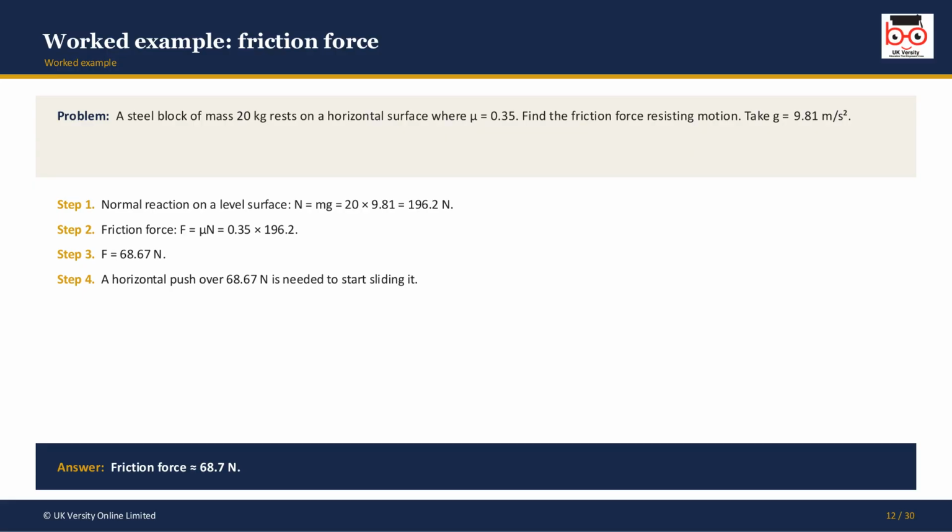Here's a worked example. A steel block of mass 20 kilograms sits on a horizontal surface with a coefficient of friction of 0.35 and will take g as 9.81. First, the normal reaction on a level surface is mass times g, so 20 times 9.81, about 196.2 newtons. Then the friction force is mu times n, that's 0.35 times 196.2, which gives about 68.7 newtons. So you'd need a horizontal push of a little over 68.7 newtons just to get it sliding.